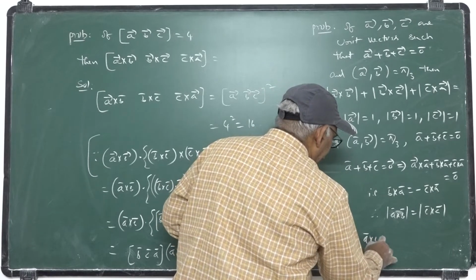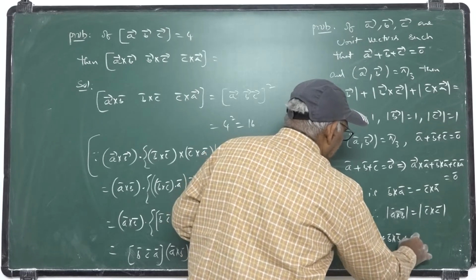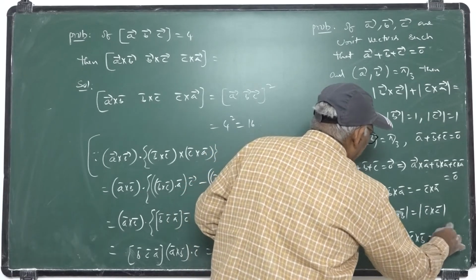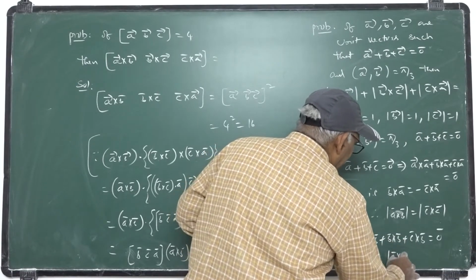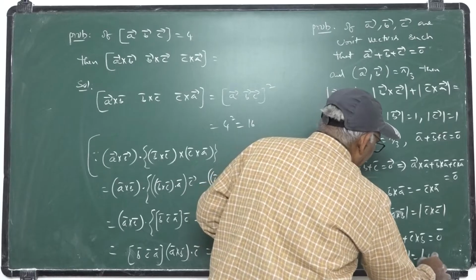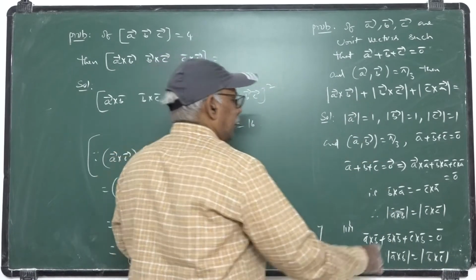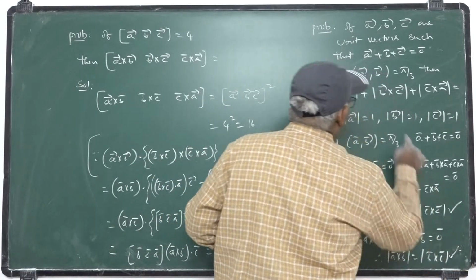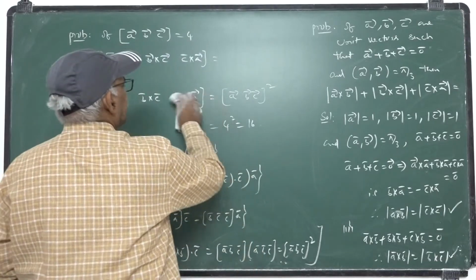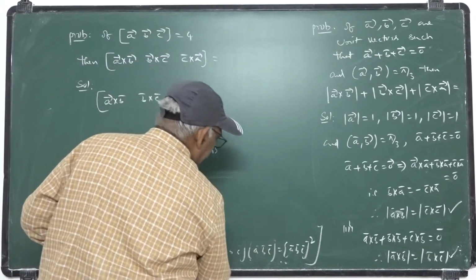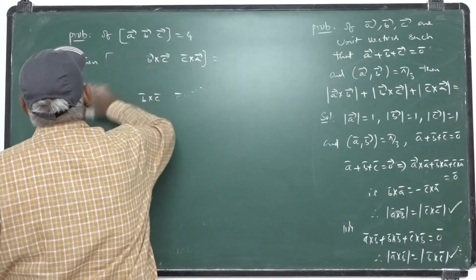Similarly, taking cross product with B bar, A bar cross B bar, B bar cross B bar, C bar cross B bar is 0 bar. In such case, B bar cross B bar is 0. Hence, mod A bar cross B bar is the same as that of mod B bar cross C bar itself. So, from these two, these three are equal. Hence, the required value may be equal to thrice that of mod A bar cross B bar.